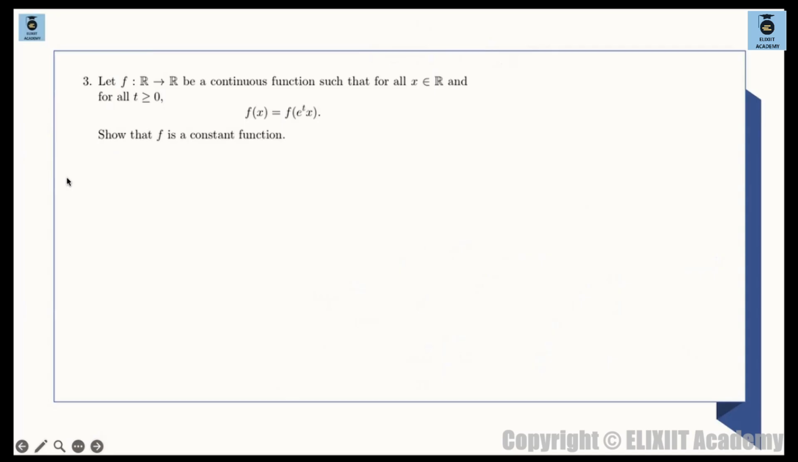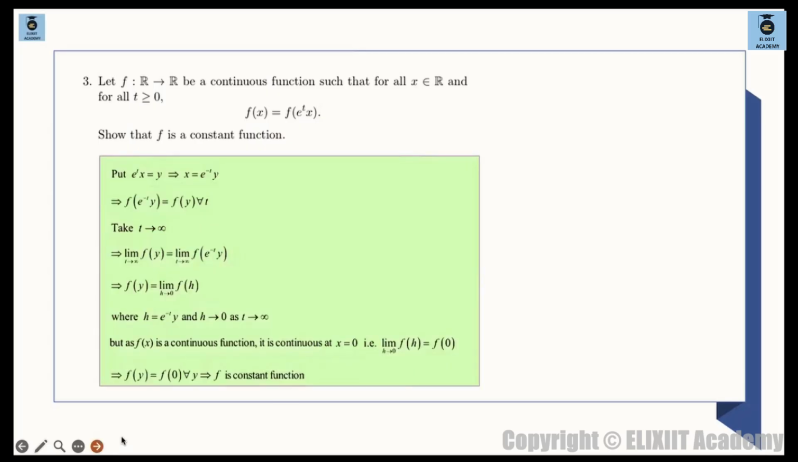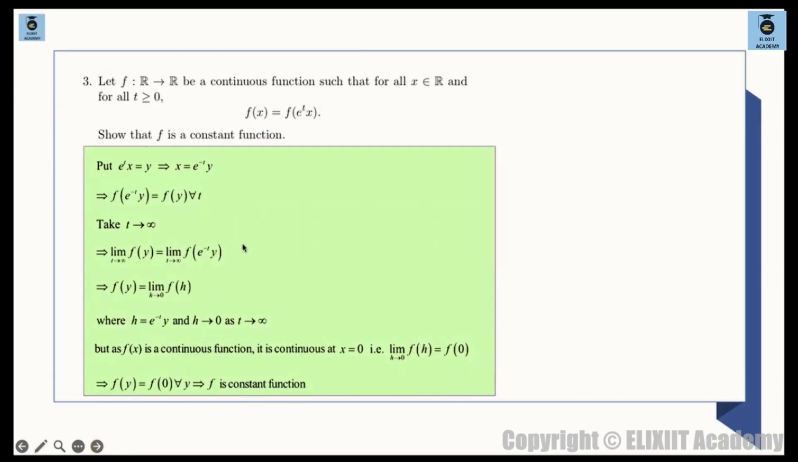Okay, next we have this question which says that f from R to R is a continuous function such that for all x belongs to R and for all t greater than or equal to 0, fx is equal to f of e raised to the power of tx. So some functional equation or functional relation is given. We have to show that f is a constant function. Just to save some time, I've given the solution here. This one was quite an easy question.